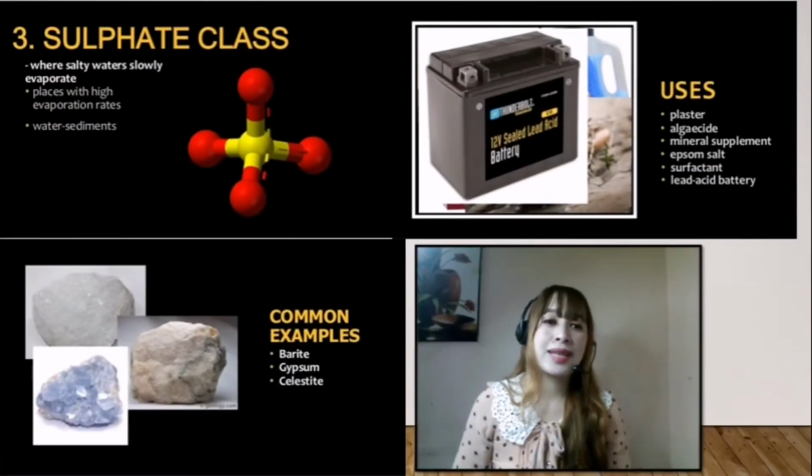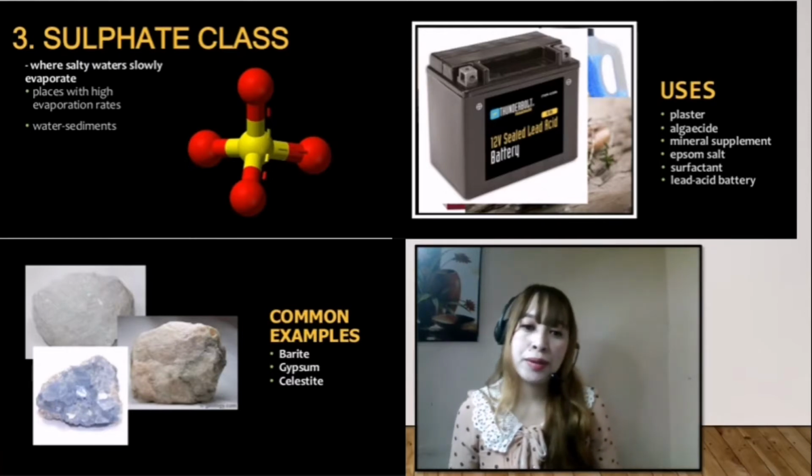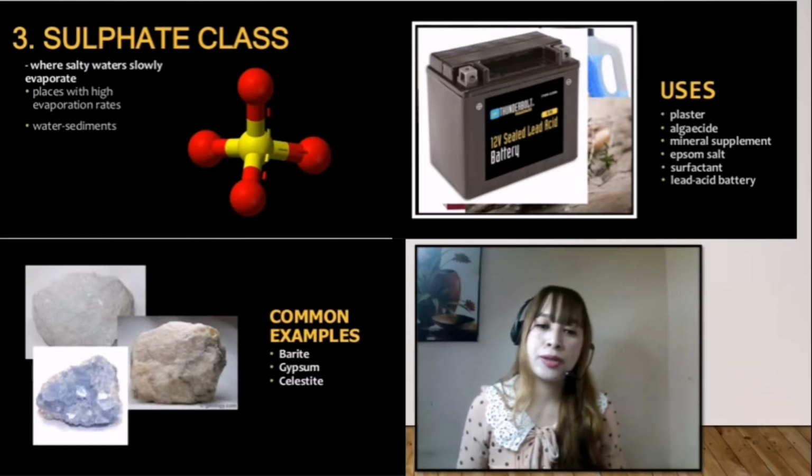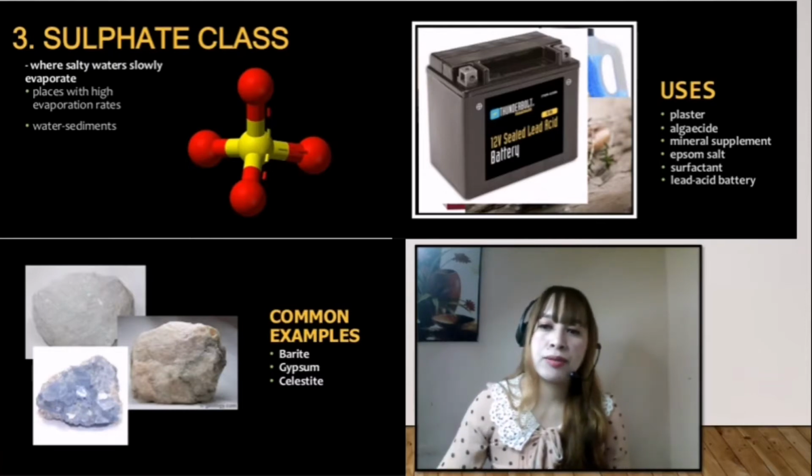The third class is the sulfate. It is where salty water slowly evaporates, and you can also find them in places with high evaporation rates and also in water sediment. The common examples are barite, gypsum, and celestite. And their uses are plaster, mineral supplement, Epsom salt, surfactant, and also lead acid battery.